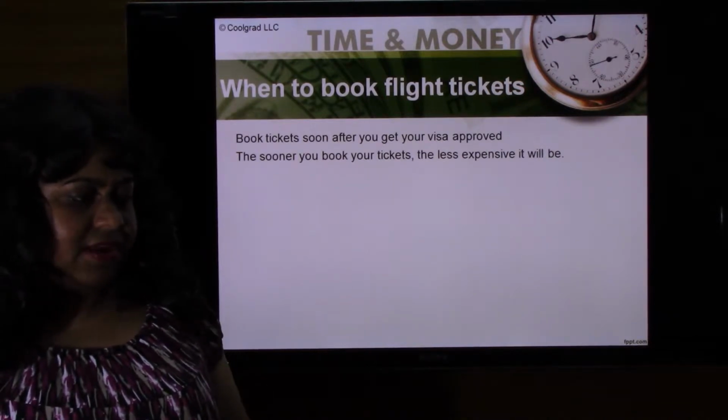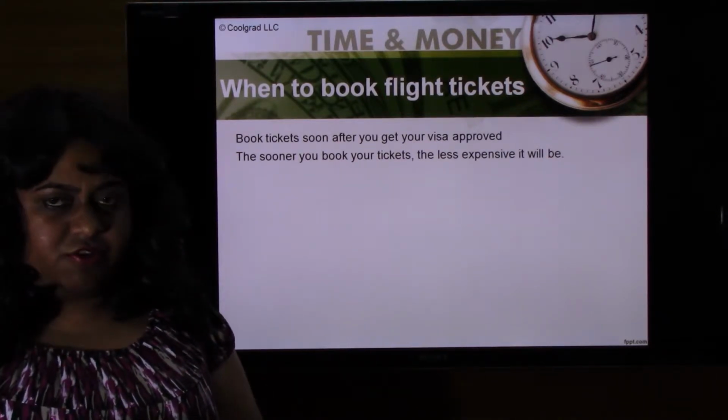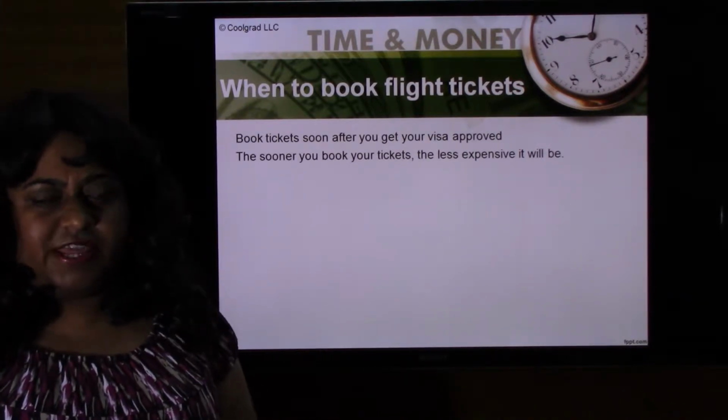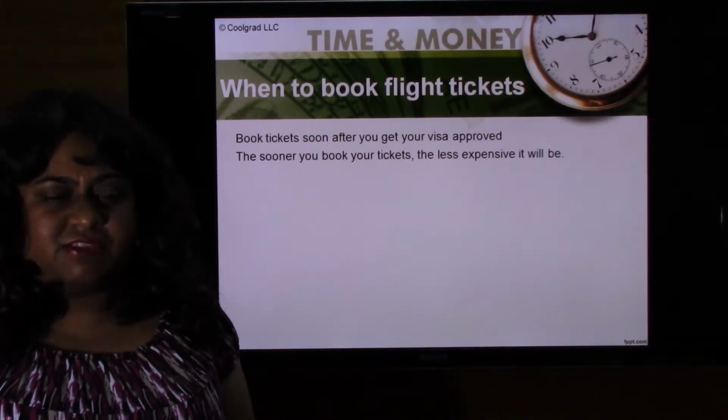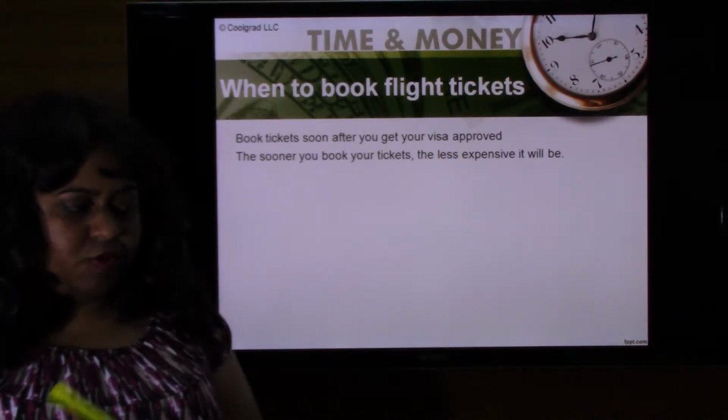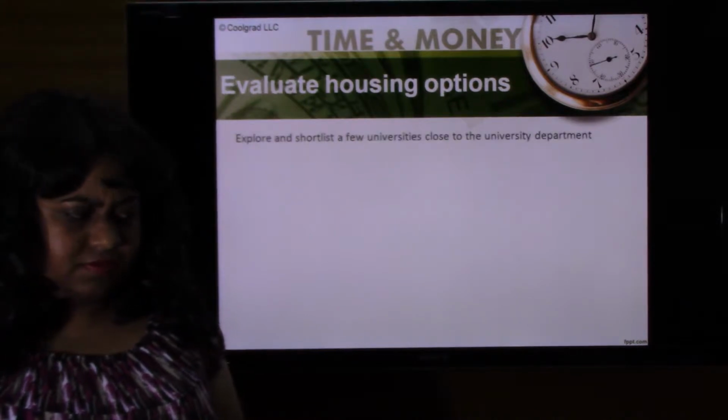When to book flight tickets? Book tickets as soon after you get your visa approved. So the moment you get your visa, look for the cheapest air tickets, look on Expedia.com, look at travel agencies, and book your flight tickets. The sooner you book your tickets, the less expensive it will be.